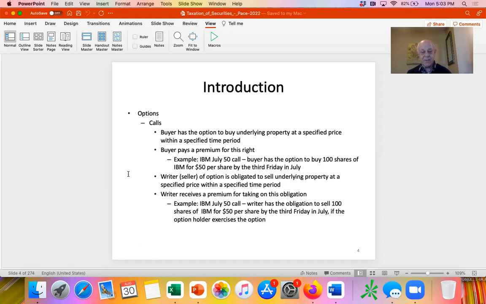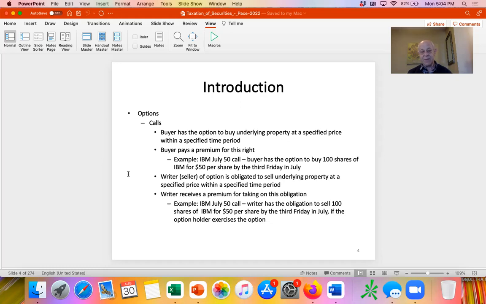So let's just go over an example. The investor buys an IBM July 50 call. So what does that mean in English? What that means is that the buyer has the option to buy 100 shares. Unless specified, all options are going to cover 100 shares. So the buyer has the option to buy 100 shares of IBM for $50 per share by the third Friday in July. And again, unless there's a specific date given, all the options that trade on the listed exchanges here expire on the third Friday.